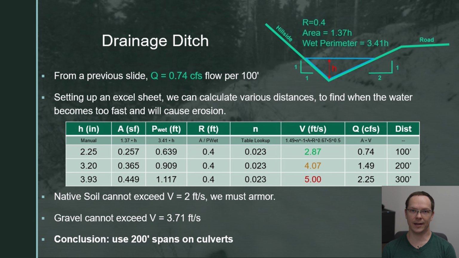You can see at 100 feet, it's 2.87, which is too fast for our native soil, but it's not fully exceeded the speed of gravel. And then at 200 foot spans, it's a little bit over the gravel's capability. 300 foot spans is just beyond everybody. Because we're really conservative in all of our other assumptions, I'm going to go ahead and take that chance and set my spans at probably about 200 feet. Even though I'm a little bit above gravel's capability, I'm not so concerned that it's going to cause a whole lot of damage.